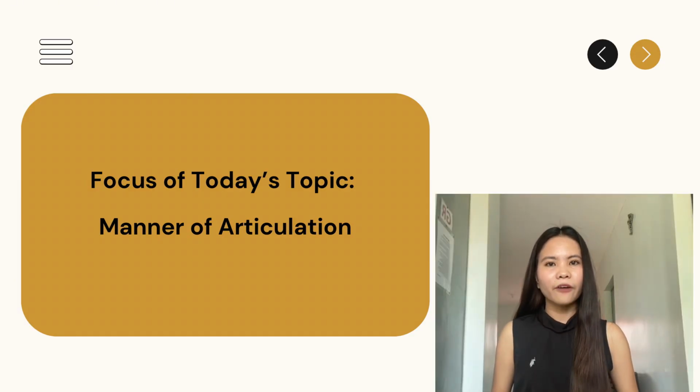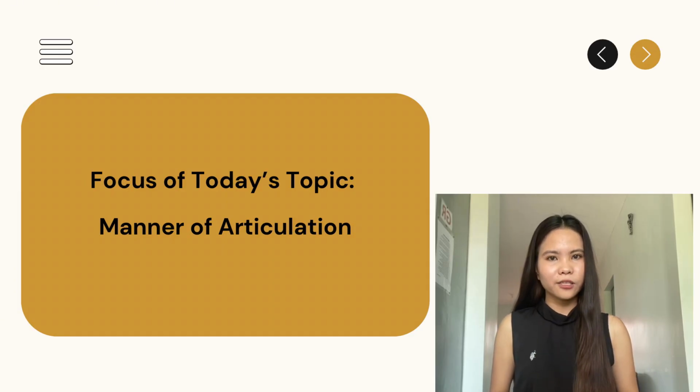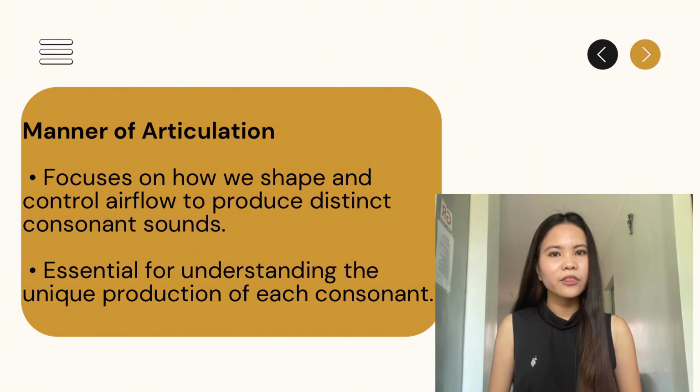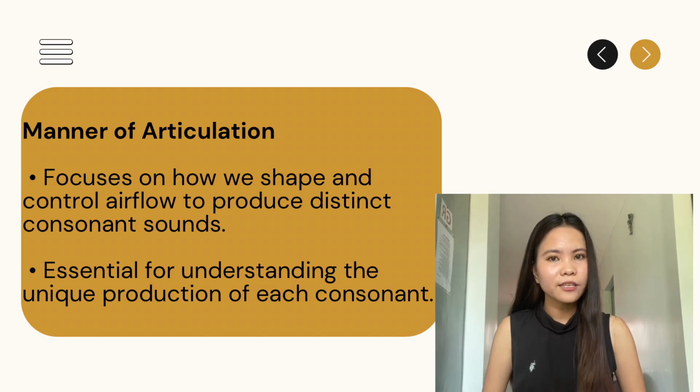Now that we have a basic understanding of how consonants differ from vowels, let's get into one of the most fascinating aspects of consonants, the manner of articulation. This is all about how we shape and control the airflow to create different sounds. By understanding these techniques, we can see how every consonant is produced in its own distinct way.